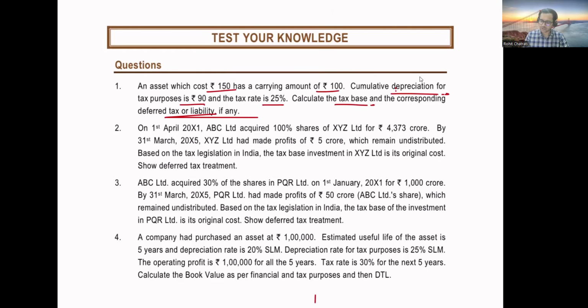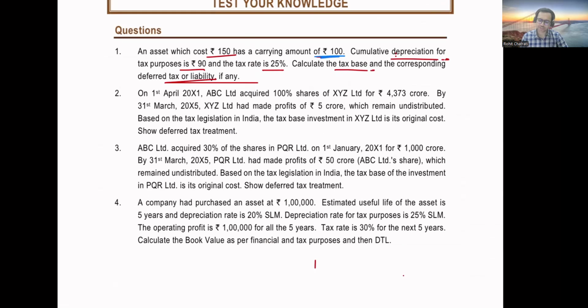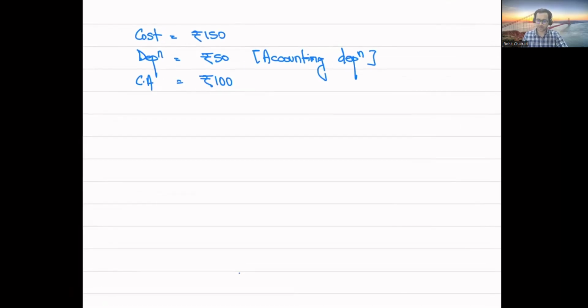All right, so let us actually jot down the facts. We have the cost given in the question as rupees 150, and the question mentioned that the carrying amount is rupees 100, which means that we would have charged a depreciation of rupees 50 so far. This is accounting depreciation, and therefore the carrying amount as per accounting books is equal to rupees 100.